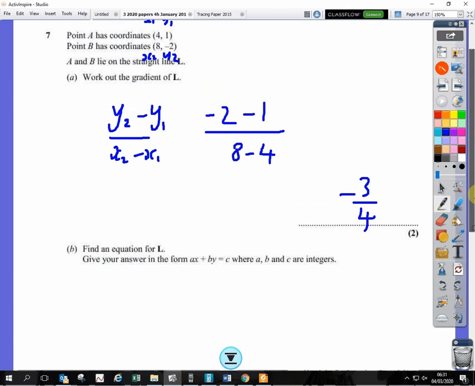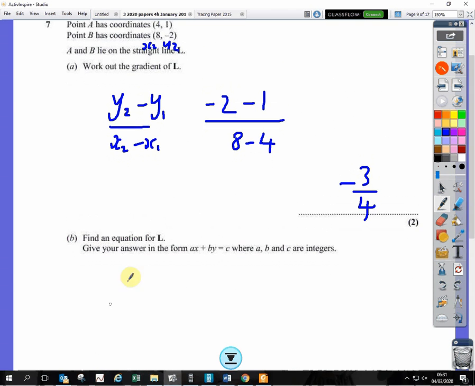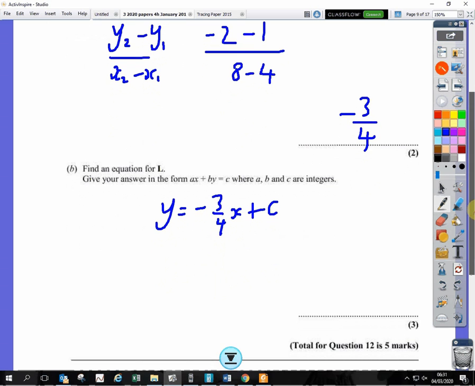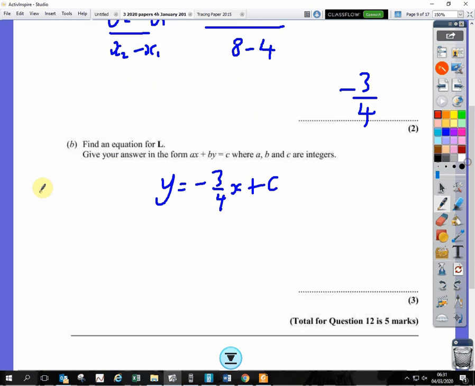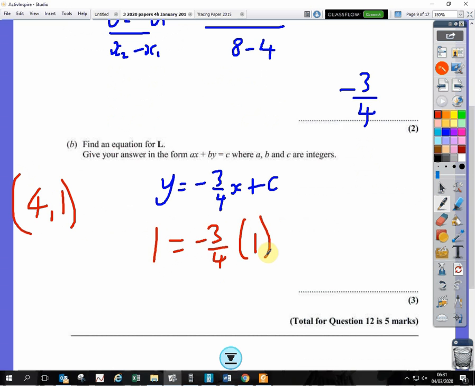Find an equation for line L. So it passes through points A and B, so we know that the equation of the line is y equals minus 3/4 x plus c, for cat. Then we can use either of the points A and B to work out c. So if I use, say, 4, 1, and substitute this in: 1 equals minus 3/4 times 4 plus c. Okay, rearrange this to work out c. You end up with c as 7.